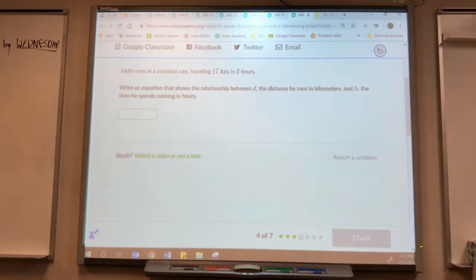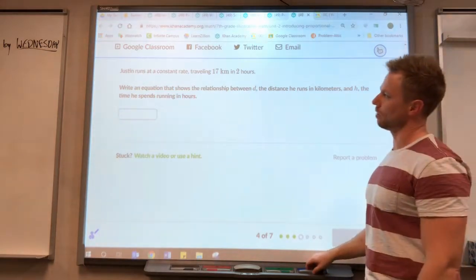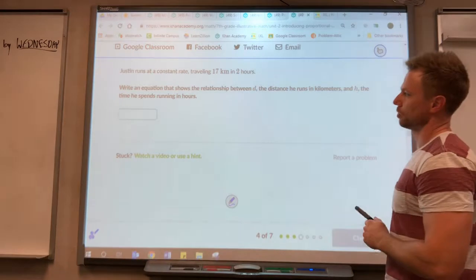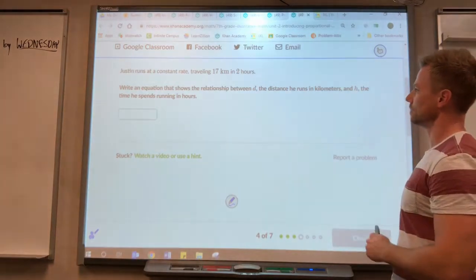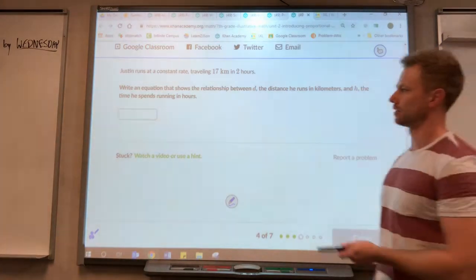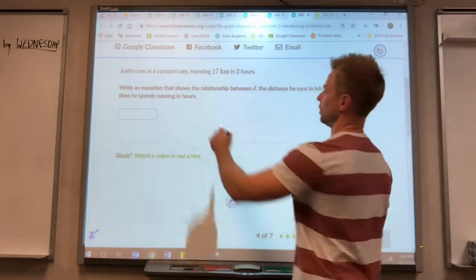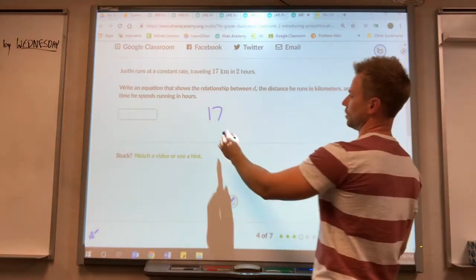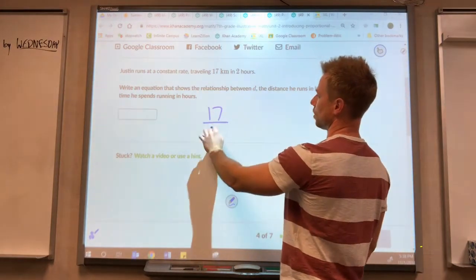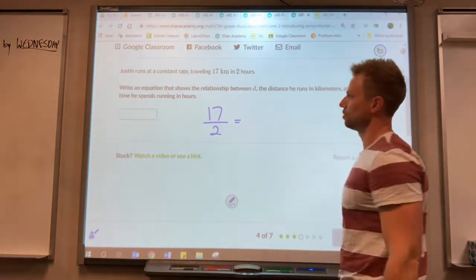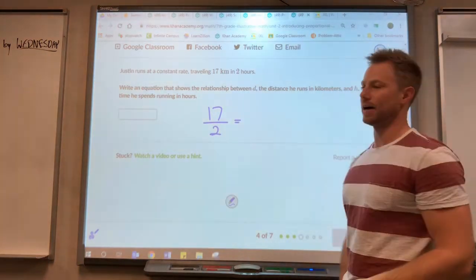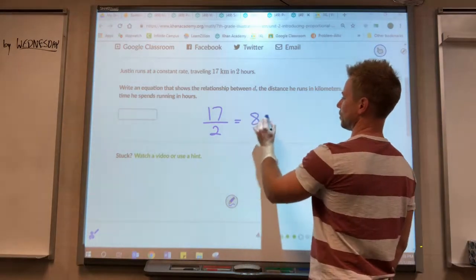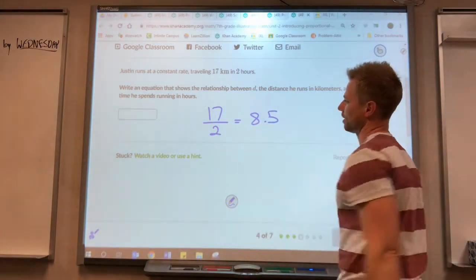Let's try another one. All right, Justin runs at a constant rate, traveling 17 kilometers in 2 hours. Write an equation that shows the relationship between D, the distance he runs in kilometers, and H, the time he spends running in hours. Okay, again, we travel a total of 17 kilometers in 2 hours. So we'll take our total kilometers, divide it by 2, the number of hours, to figure out how many kilometers we ran each hour. And that's going to turn out to be 8.5.